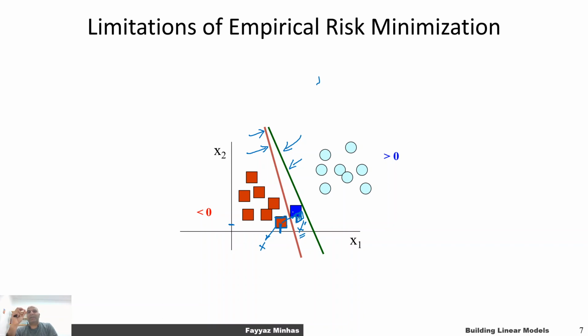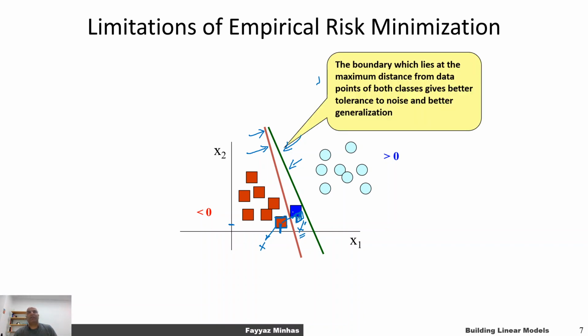But there are other properties that are quite good about this green discriminator as well. So formally, we can say that it is the boundary which lies at the maximum distance from data. Now, the reason the green discriminator is better is probably because it lies almost in between points of these two classes. Okay, so it's at the exact middle of the two.